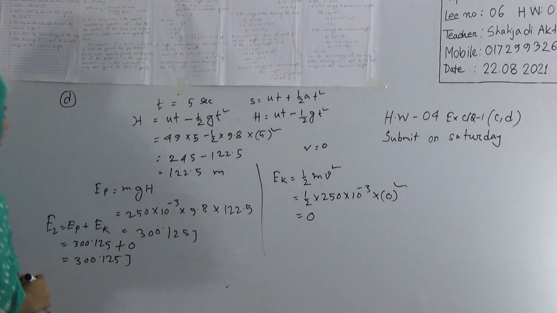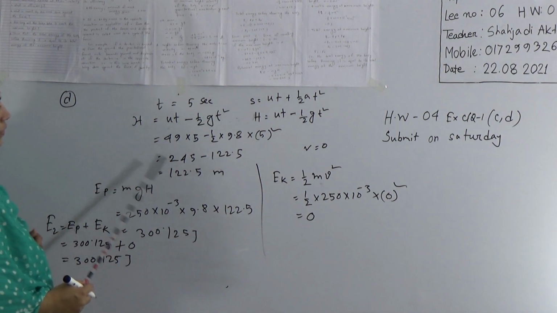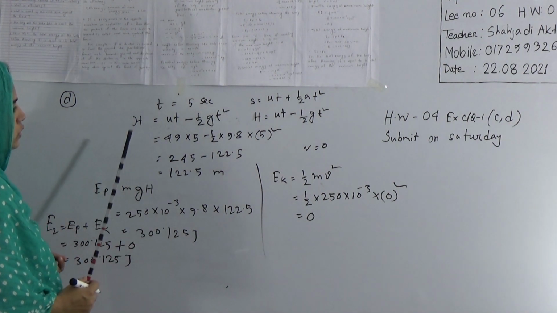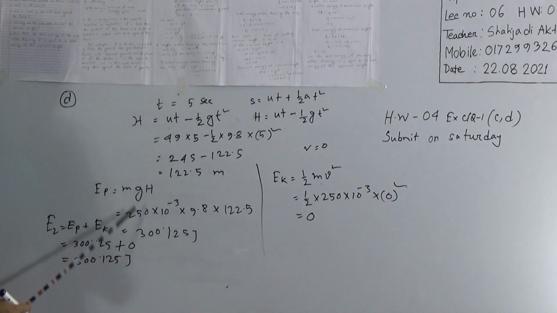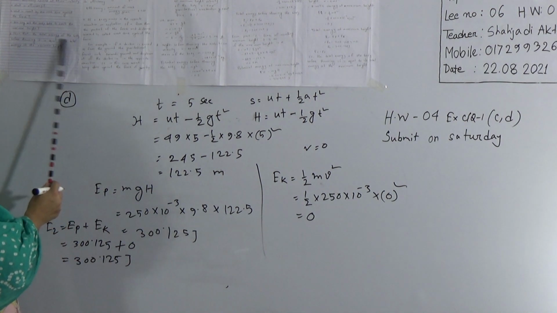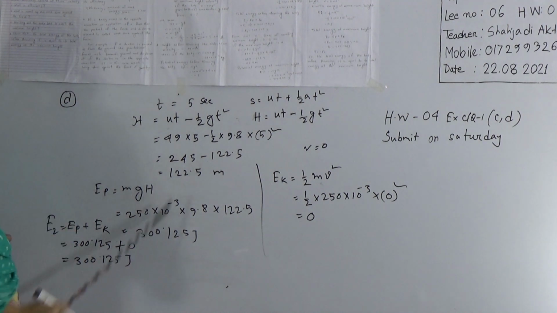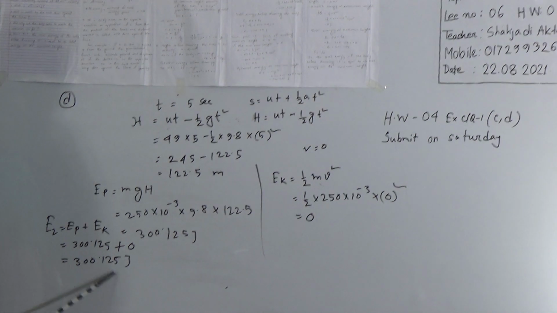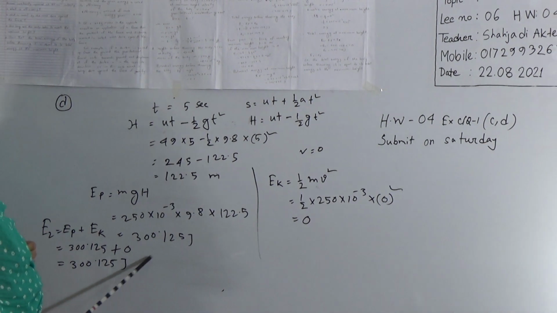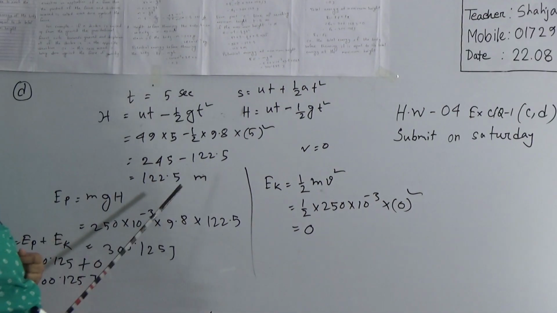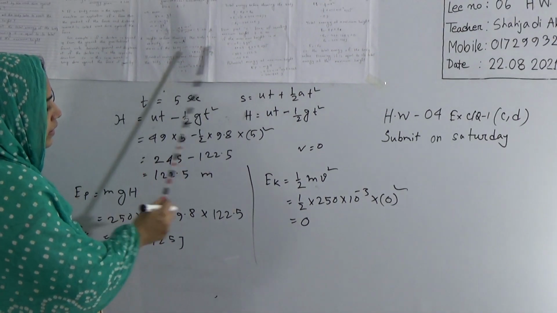300.125 joule. So my dear students, from this calculation we can see that the total energy before throwing the body is equal to the total energy at the maximum height. That means 300.125 joule. So I hope all of you have understood this calculation.